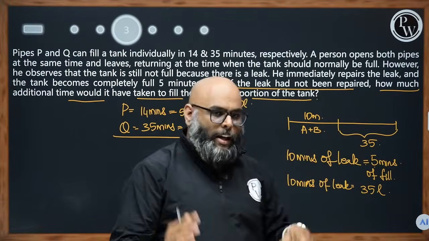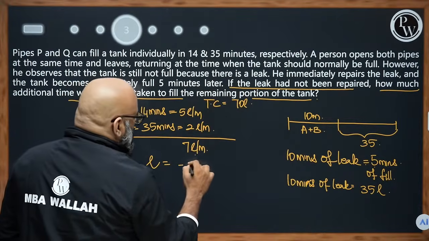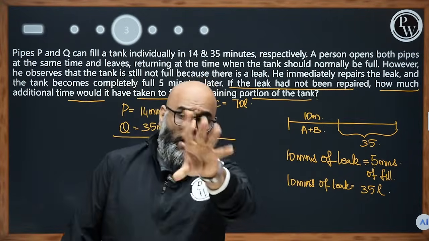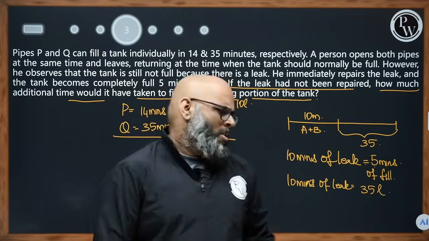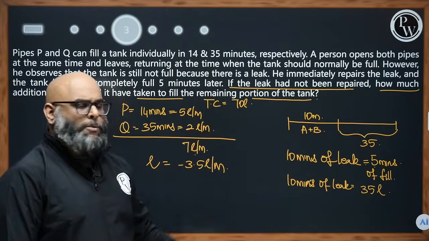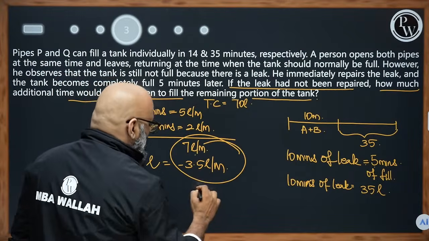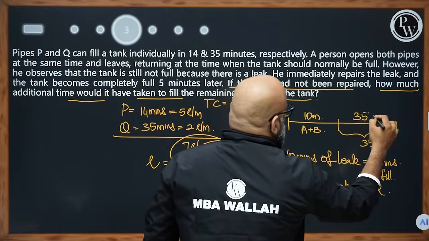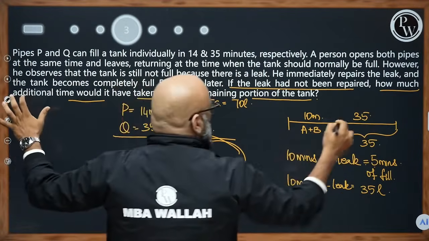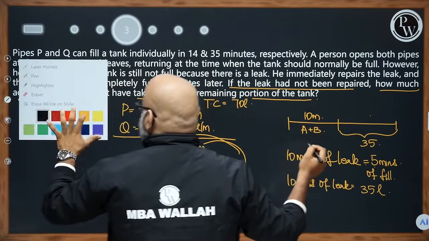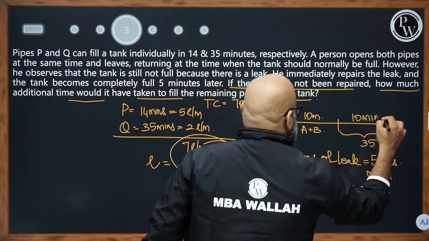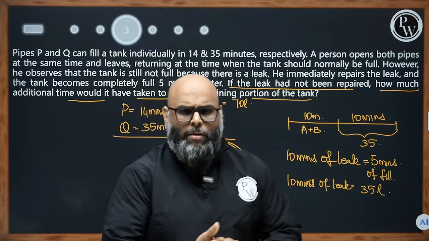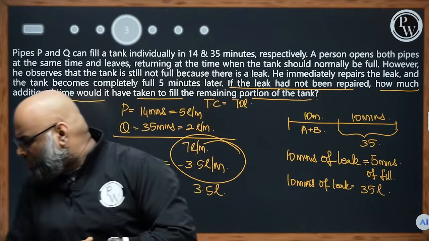I did not repair this leak, which means my leak is minus 3.5 liters per minute, because 10 minutes of leak is 35 liters, 1 minute of leak will be 3.5 liters. So 1 minute of leak is 3.5 liters per minute. To fill 35 liters, I will need 35, sorry. For filling 35 liters, I will take another 10 minutes. And that will be your answer. Clear? I'm going to have one quick look at the chat here.